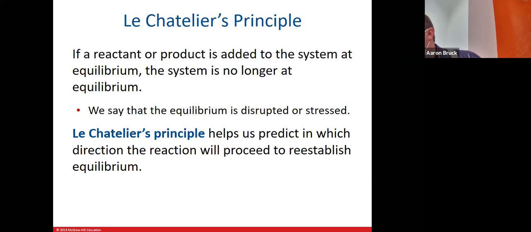But with a dynamic equilibrium, because both processes are occurring at the same time, if something happens to one process, the other process can adapt by either slowing down or speeding up to adapt to the stress that has been added.